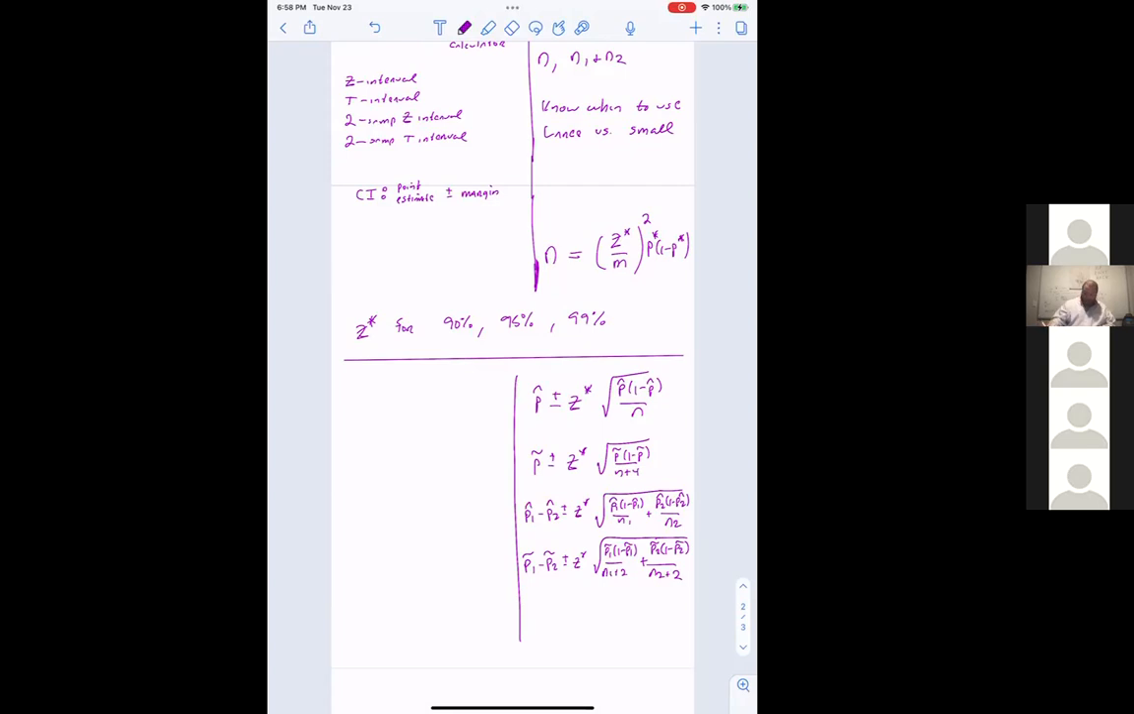And here we had X bar plus or minus Z star sigma over root N. X bar plus or minus T star S over root N. X1 bar minus X2 bar plus or minus Z star sigma square root of 1 over N1 plus 1 over N2. X1 bar minus X2 bar plus or minus T star square root of S1 squared over N1 plus S2 squared over N2. Those, I think, are the only ones that you need for confidence intervals.